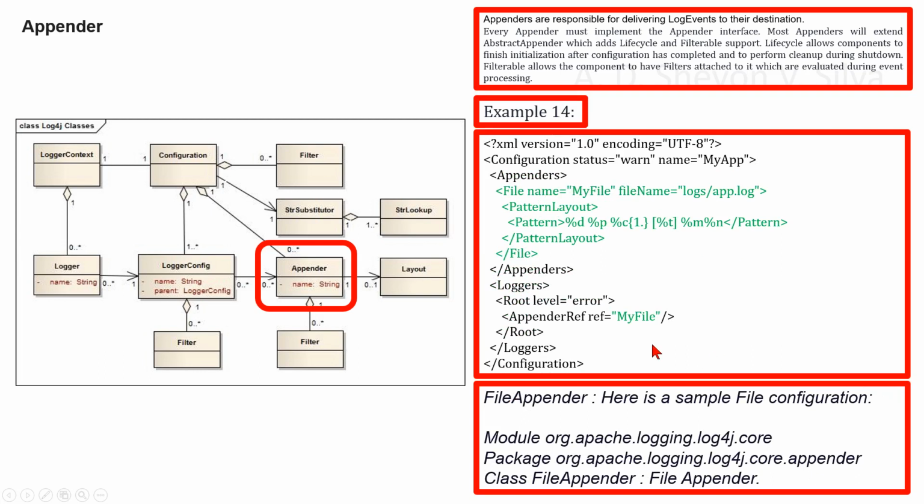Now we are considering the File Appender. Here is a sample file configuration. Class FileAppender in package org.apache.logging.log4j.core.appender in module org.apache.logging.log4j.core. The FileAppender is an OutputStreamAppender that writes to the file named in the fileName parameter.